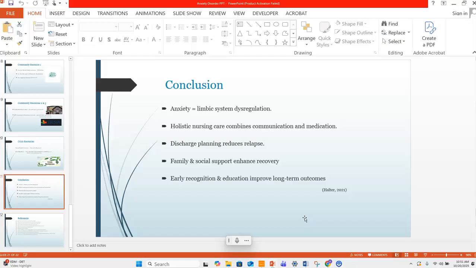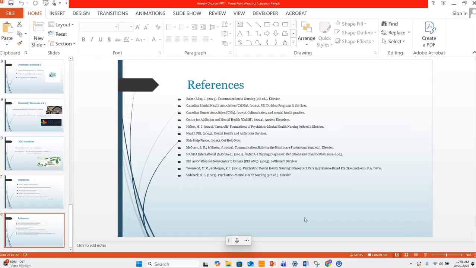Moving on to the last slide, let's look at the references used. Here are the references used, including key text from Halter, Wiedebeck, Balzer, and others.